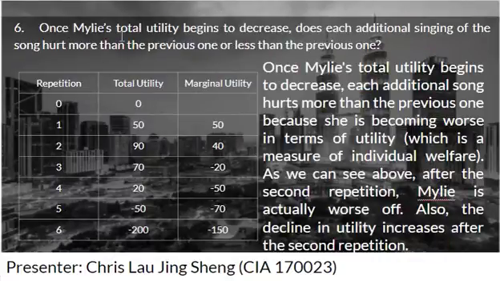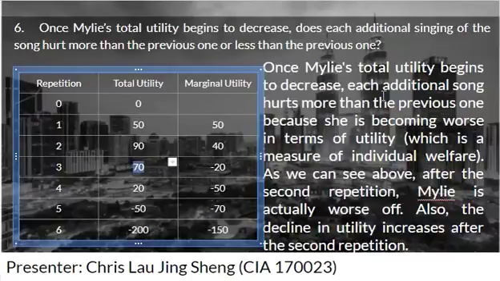Once Miley's total utility begins to decrease, does each additional singing of the song hurt more than the previous one or less than the previous one? Once Miley's total utility begins to decrease, we noted that from here, each additional song hurts more than the previous one. It's because she is becoming worse off in terms of utility, which is a measure of individual welfare.